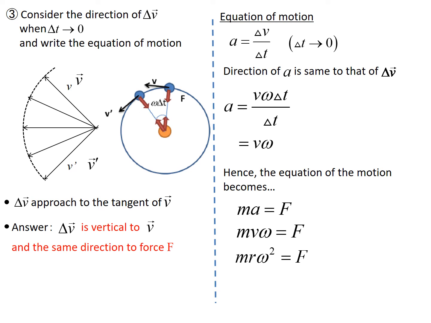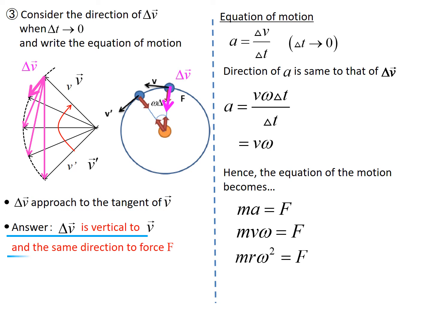Question 3 is to consider the direction of the delta v vector in the limit where delta t is 0. Consider a picture with the v prime vector translated to the same starting point as the v vector, as in question 2. Since the v prime vector is the same size as the v vector, consider a diagram in which the v prime vector gradually approaches the v vector in a circle with radius v. The difference vector delta v between v and v prime can then be represented graphically. When delta t becomes close to 0, the delta v vector approaches the tangent to v.